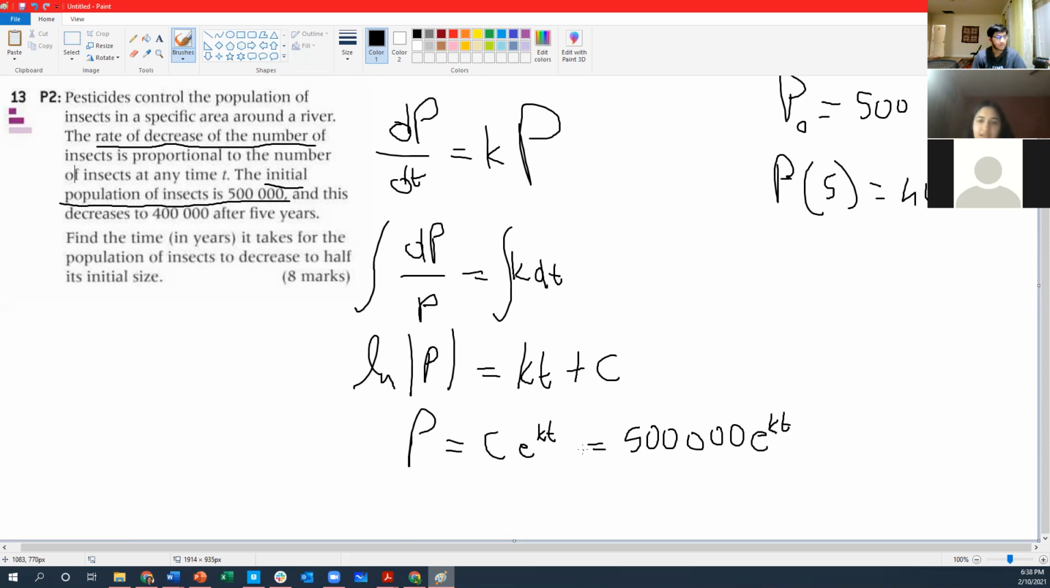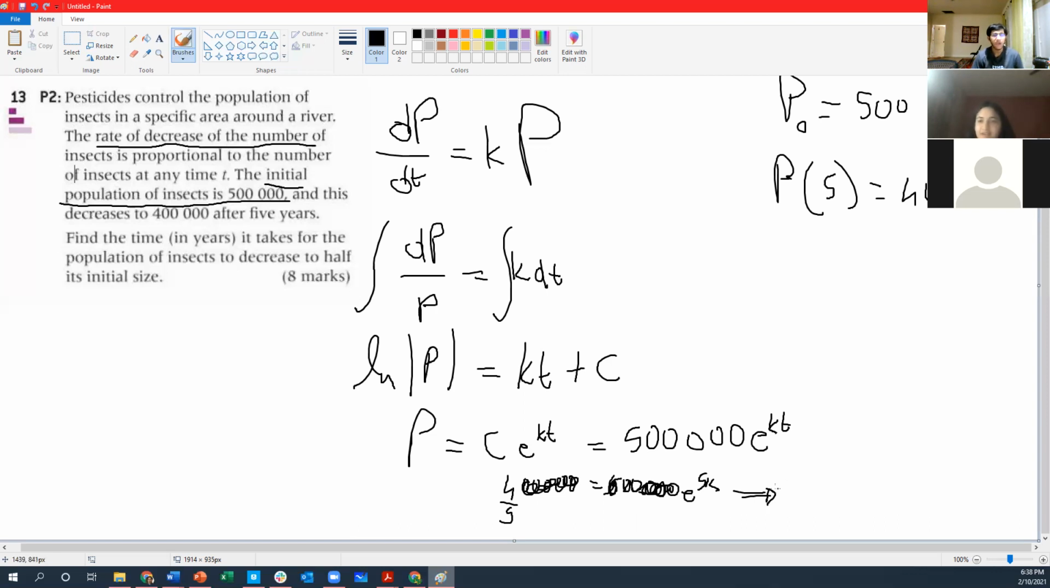So your time is going to be 5, so I normally do e to the k times 5, or e to the 5k, is equal to 400,000. And then I divide both sides by 500,000, which will give you 4/5. And then you take the natural log, right? Sometimes I use regular log, but if you use regular log, that would change the base.